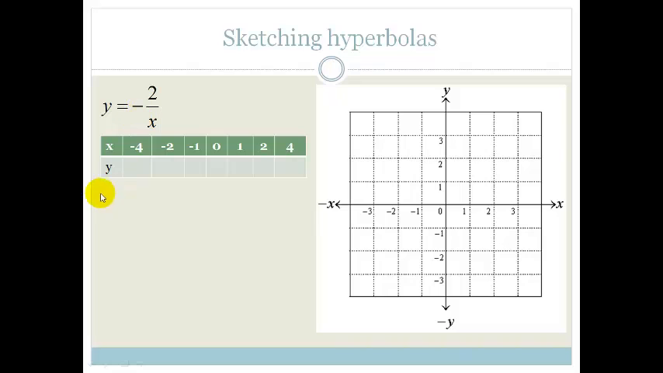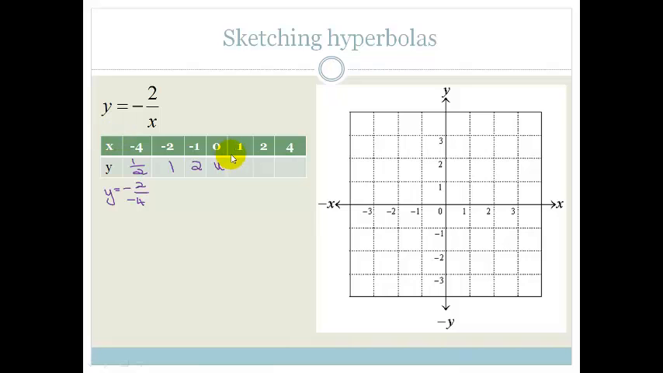So this time, if we substitute in x equals minus 4, we get y is equal to minus 2 over minus 4. Minus 2 over minus is a plus, 2 over 4 is a half. So this time we get a half. If x is minus 2, it's minus 2 divided by minus 2, which is 1. Minus 2 divided by minus 1, a minus by a minus is a plus, and then it just becomes 2. We're going to leave zero out for a minute, because we know it's undefined anyway.